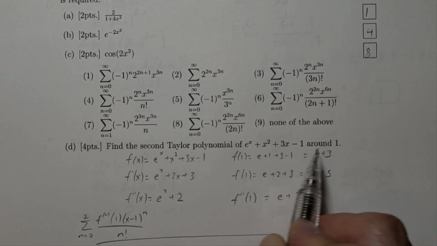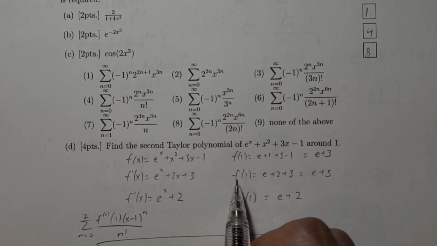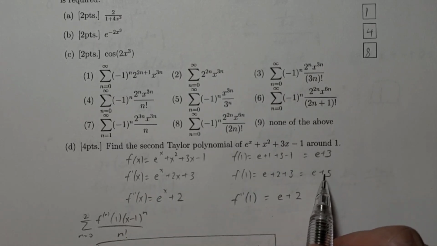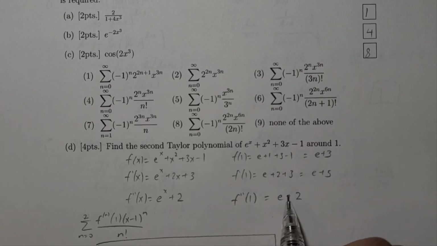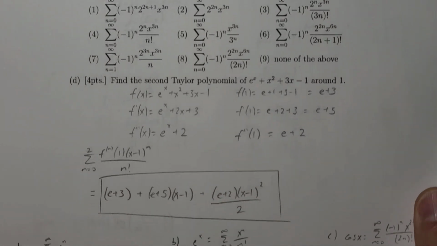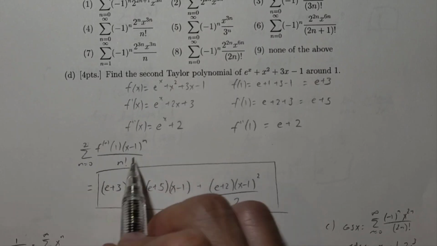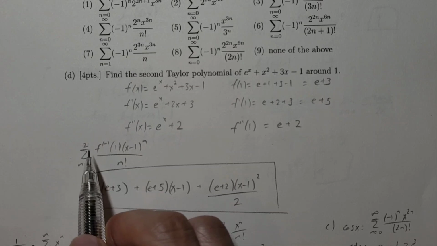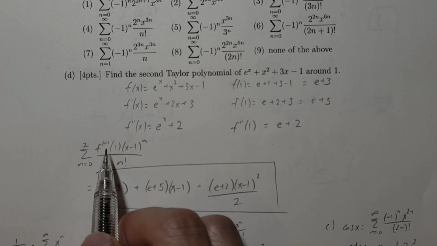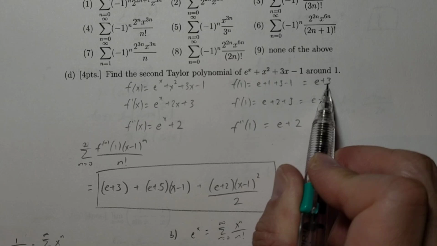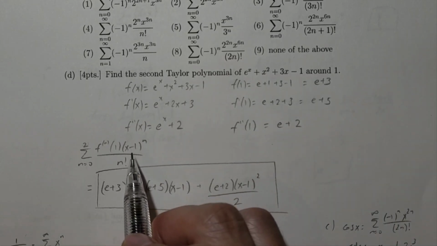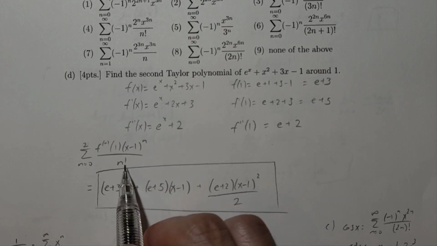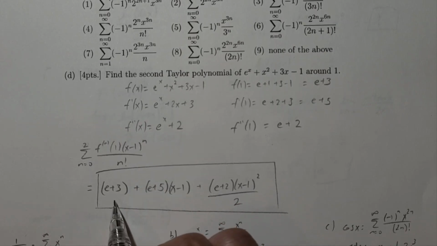For the Taylor series, it's centered at 1, so we need f of 1, f prime of 1, f double prime of 1. That's the whole point of taking all those derivatives. So I plug in 1 into these, and I get these values over here. I won't go over that. This is the formula for the Taylor polynomial from 0 up to the second degree term. When n is 0, we have the 0th derivative, which is e plus 3. x minus 1 to the 0 is 1, over 0 factorial, which is also 1. So we're just left with e plus 3 for the first term.